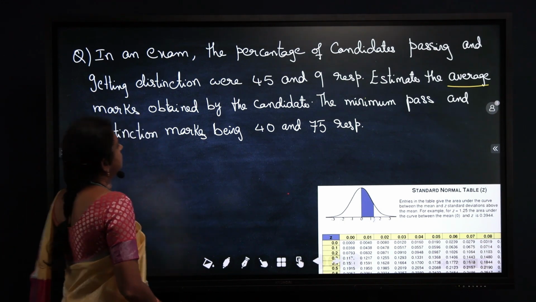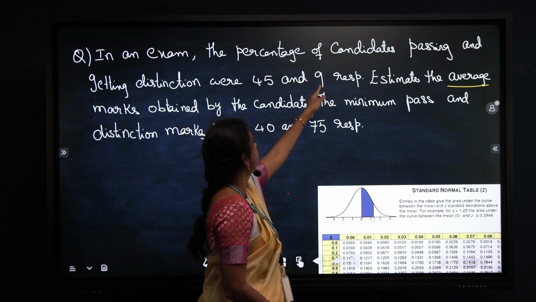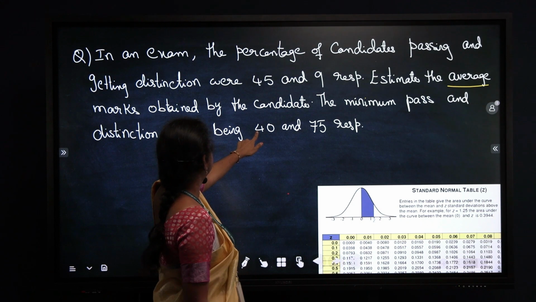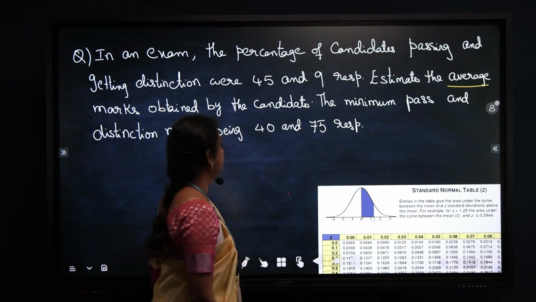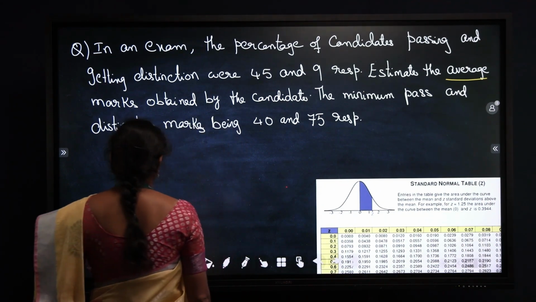So he has given that the percentage of candidates passing is 45 and distinction is 9. And here the minimum pass mark is 40 and the distinction mark is 75. So same like the previous problem, first we'll write down what is given and then we will continue.